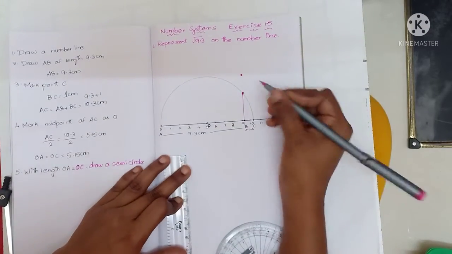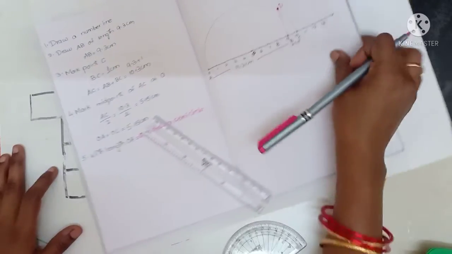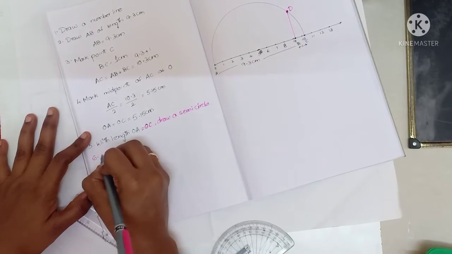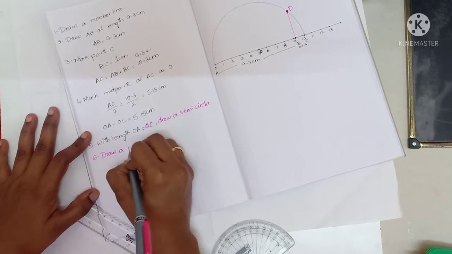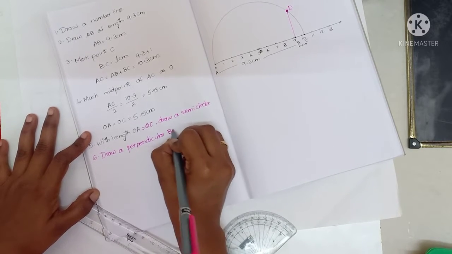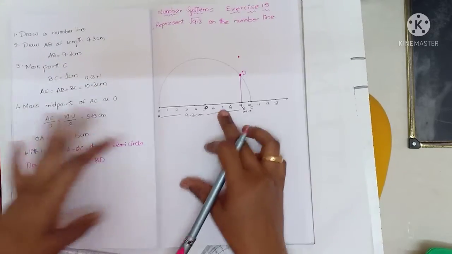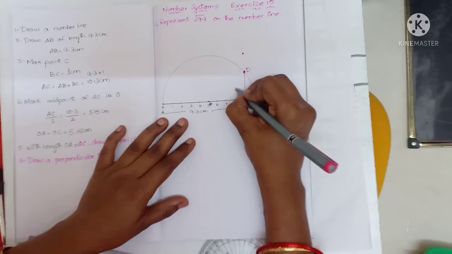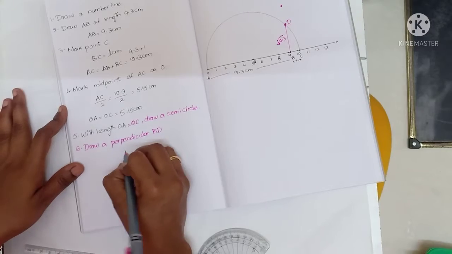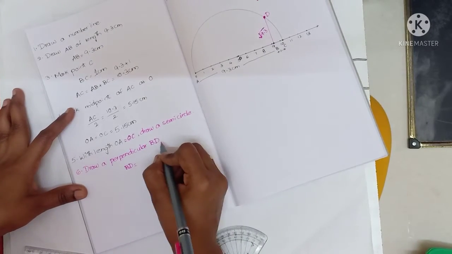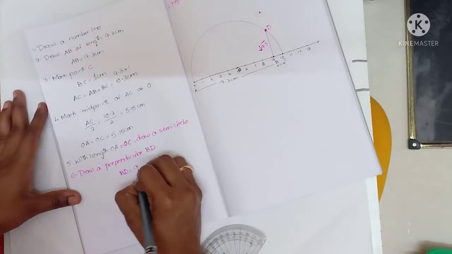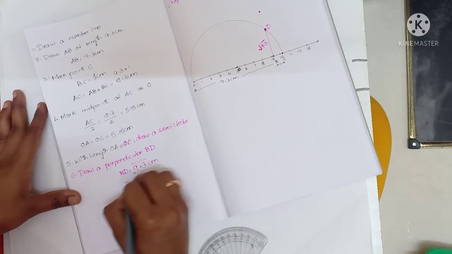Mark this point as D. So, the sixth step, after drawing the semicircle, is draw a perpendicular BD. Okay, now you got the answer, children. BD will be of length what? Root 9.3 centimeters. When you draw a perpendicular at B, it touches the semicircle at D. This BD will be root 9.3 centimeters.